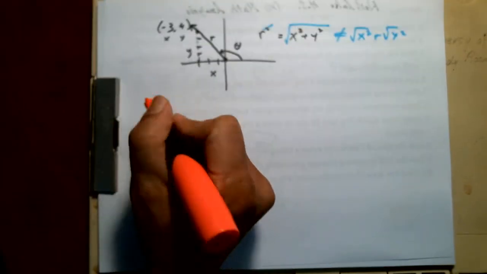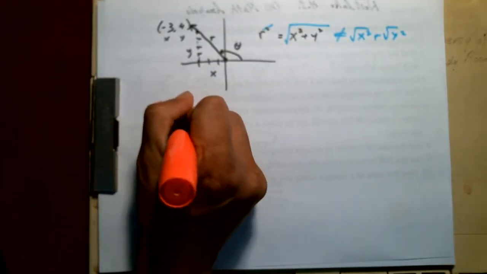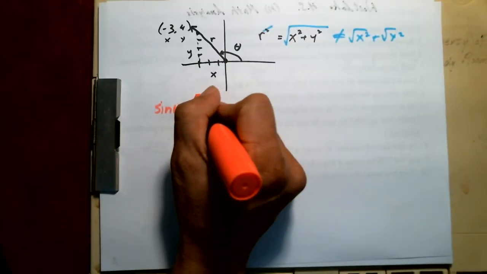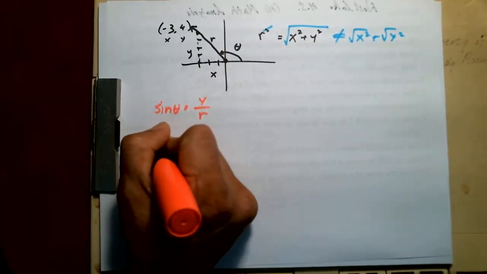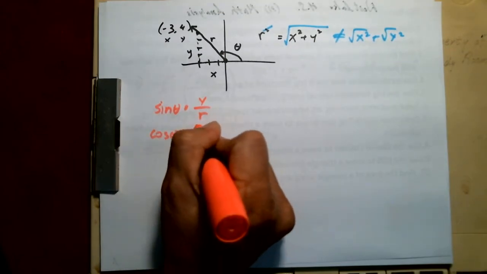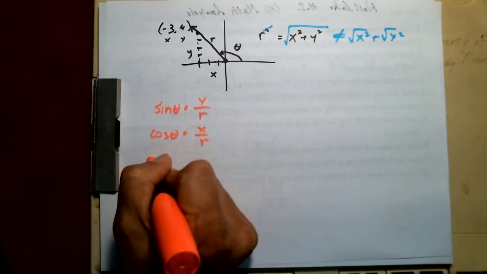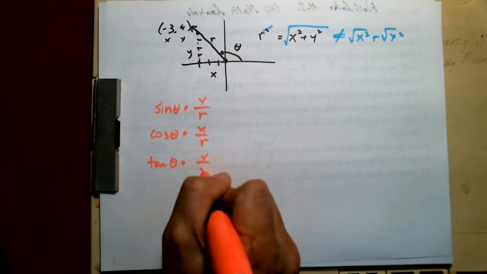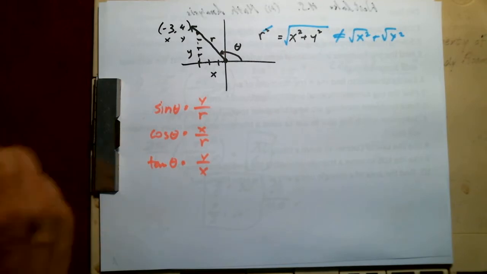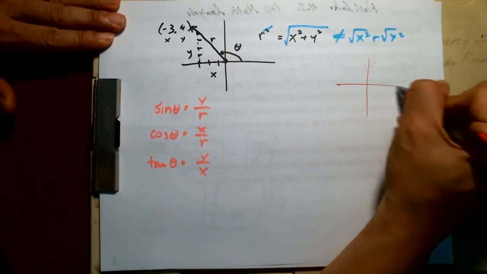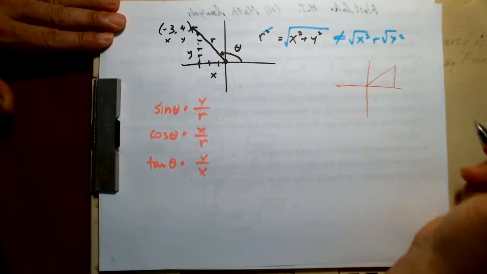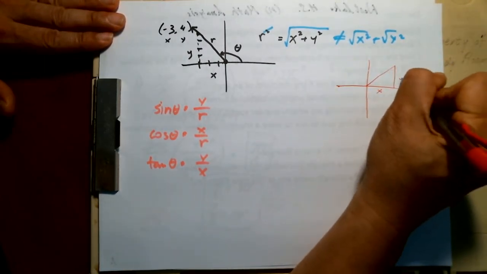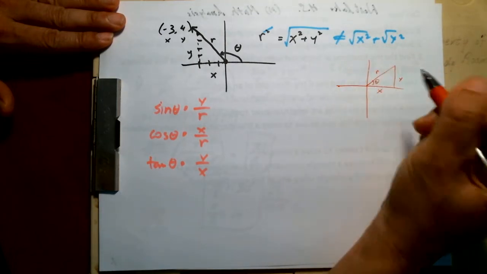Okay, so you have some things to memorize. The sine of the angle is equal to opposite, which is y over r. Cosine of theta is equal to x over r. The tangent of theta is equal to y over x, opposite over adjacent. I'm going to just rewrite this so that it's in the first quadrant. You can see things better here. So you have the first quadrant right there. Here's your x, here's your y, here's your r, and here's your angle theta.